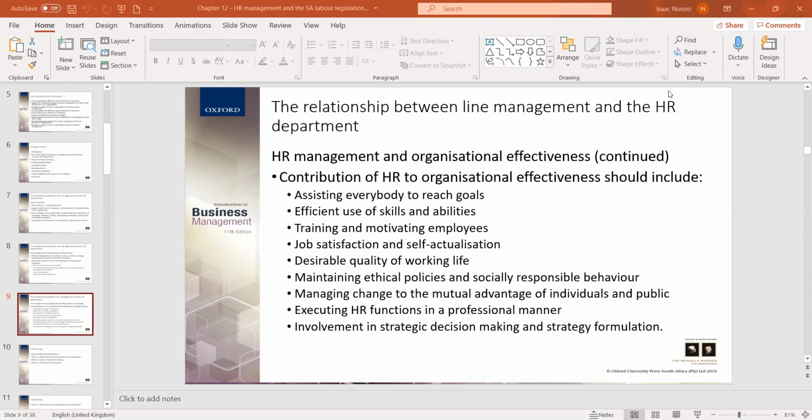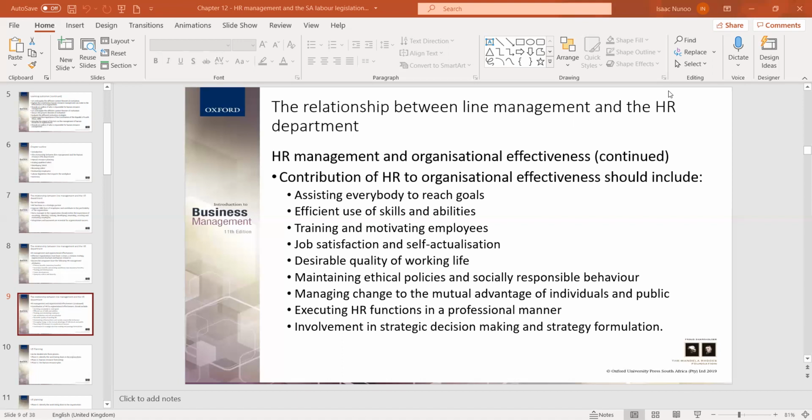Contribution to organizational effectiveness will also include providing the organization with trained and motivated employees. It also assists in the attainment of employees' job satisfaction and self-actualization. So they help to ensure that the employee is well satisfied, motivated, and self-actualized. It also develops quality of work life that makes employment in an organization desirable. So this implies that it's not just about employing people, but ensuring that they have an environment where the employee gets more satisfied and the job becomes desirable. And when an employee is more satisfied, he or she has to put in his or her maximum best to ensure the company succeeds.